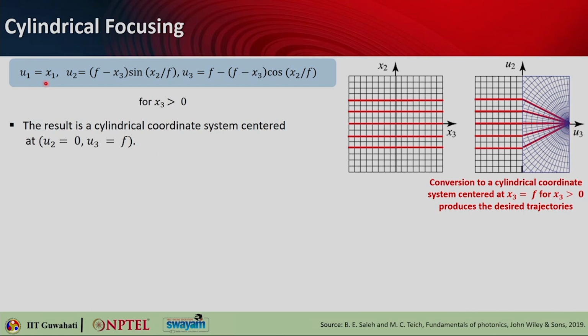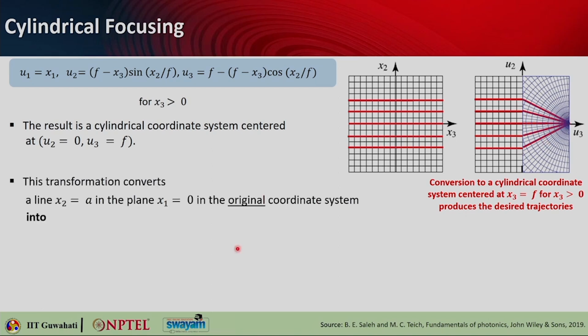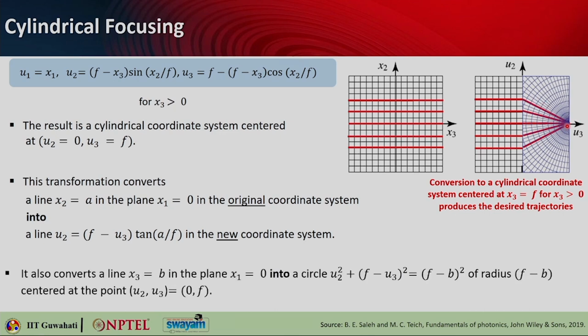So this particular transformation converts the right side into a cylindrical coordinate system, so that you are able to get this focusing effect. So what is happening? This particular transformation basically converts a line that is x2 equals a, in the plane x1 equals 0, that is this particular screen. You can think this screen is x1 equals 0 in the original coordinate system, into a line that is u2 equals f minus u3 tan a over f in the new coordinate system. So this is how they are getting focused, or they will meet somewhere and you will get this.